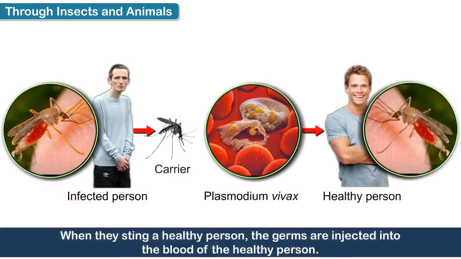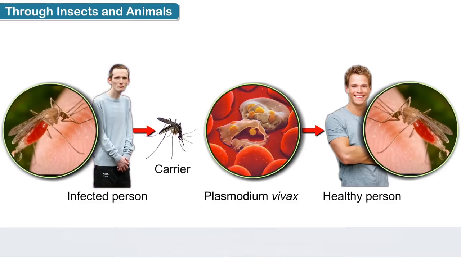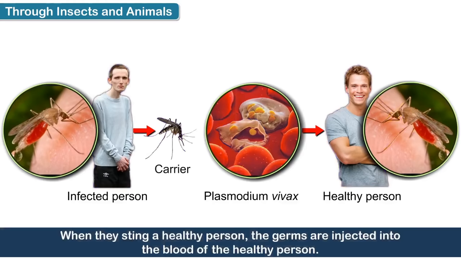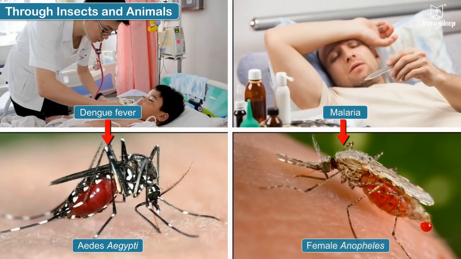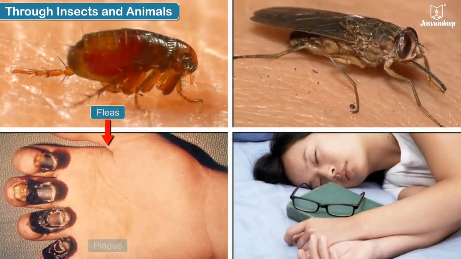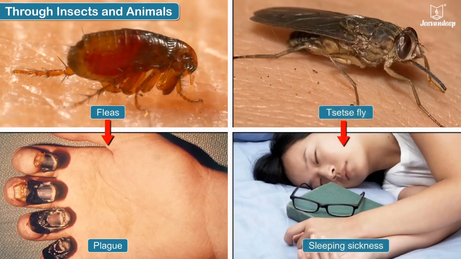The insects suck the blood of a person infected with the disease and become carriers of the germs. When they sting a healthy person, the germs are injected into the blood of the healthy person. Dengue fever is spread by the Aedes aegypti, while malaria is spread by the female Anopheles mosquito. Fleas spread plague and sleeping sickness is spread through the tsetse fly.